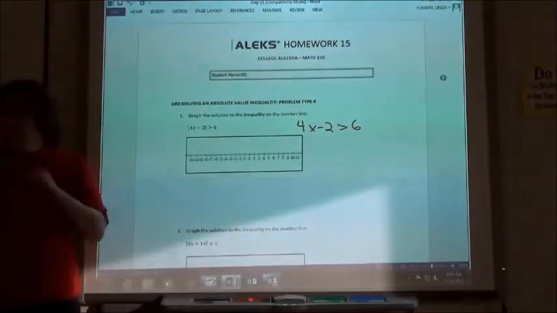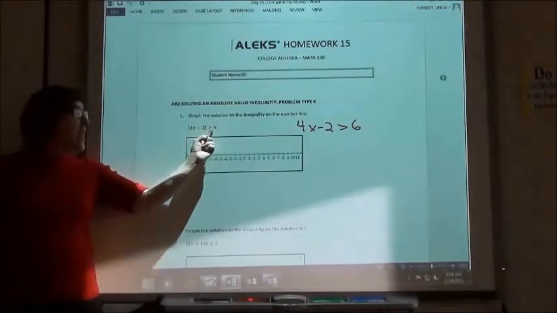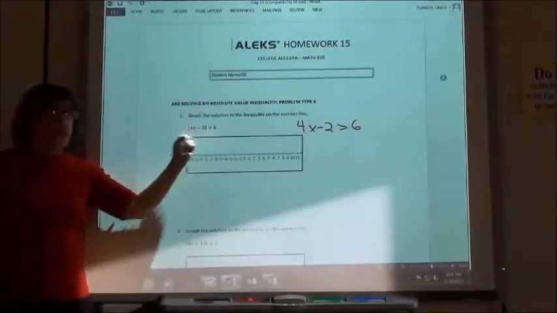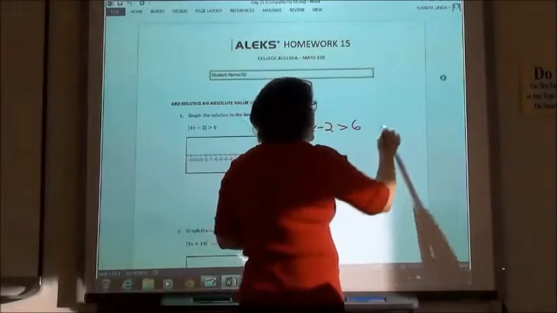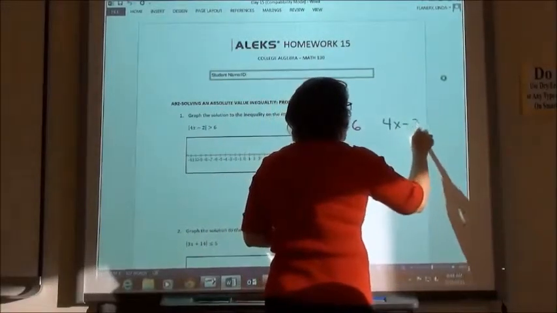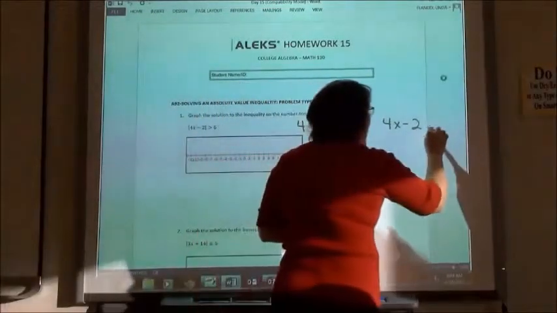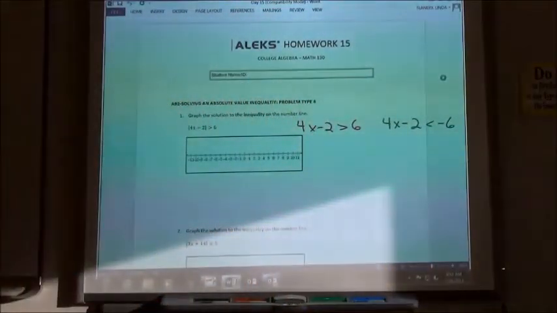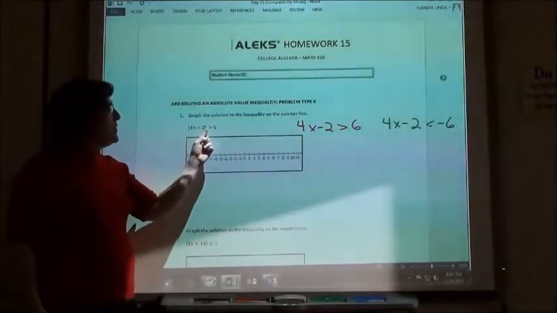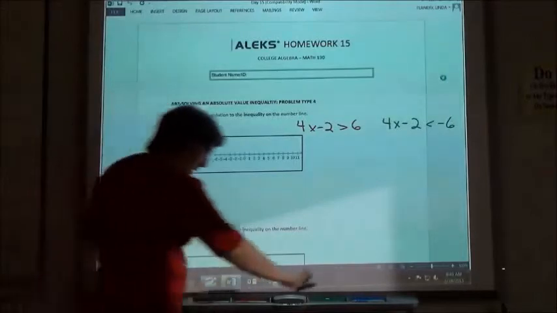Then we're going to make a second problem, and on the second problem we're going to do the negative, but when we do the negative we have to flip this sign. So my second problem is going to be 4x minus 2, and instead of being greater than, we're going to flip that to a less than negative 6. So when we do the second problem, we're going to flip the sign, make that number negative. Now we just solve each of those separately.